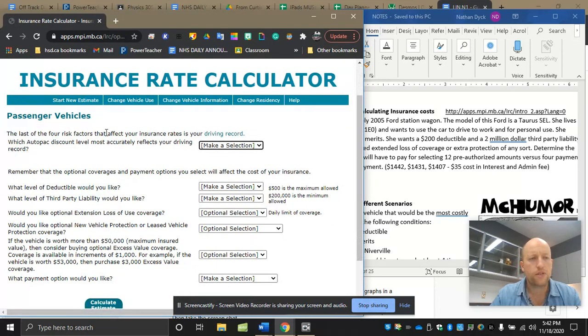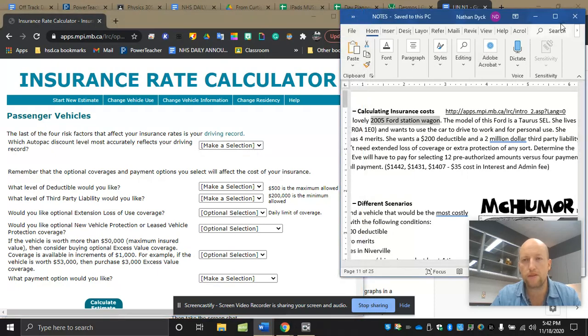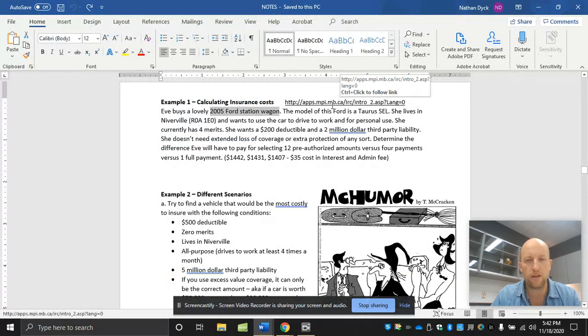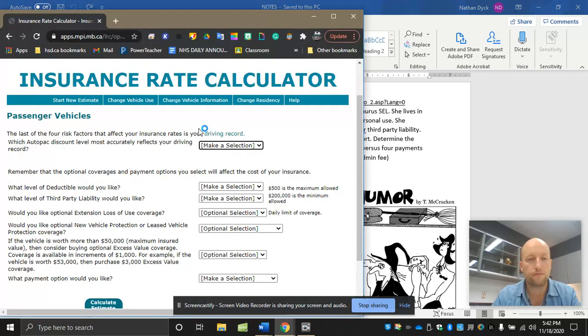The last of the four risk factors that affect your insurance rate is your driving record. Where's your driving record on here? Well, let's take a look over here and see if it mentions anything for her. She lives in Niverville, so we got that. She drives to work and for personal use, so yes, it's going to be the all-purpose. She currently has four merits.